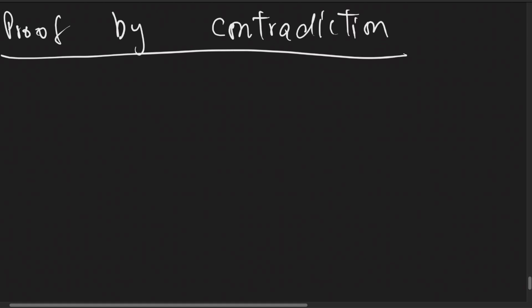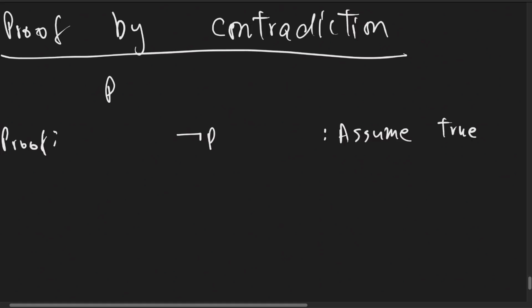Let's say you have some statement P. In a proof by contradiction, to prove that this statement P is true, you'll first assume that not P is true. In other words, you'll assume that the negation of statement P is true. For example, statement P might be root 2 is irrational. In a proof by contradiction, you'll assume the opposite. You'll start with assuming that root 2 is rational.